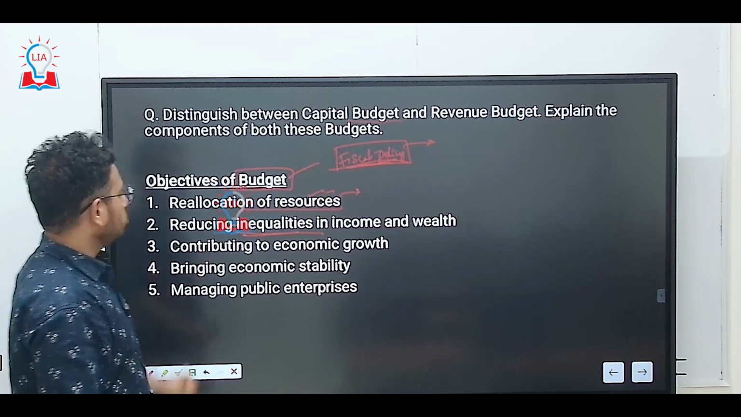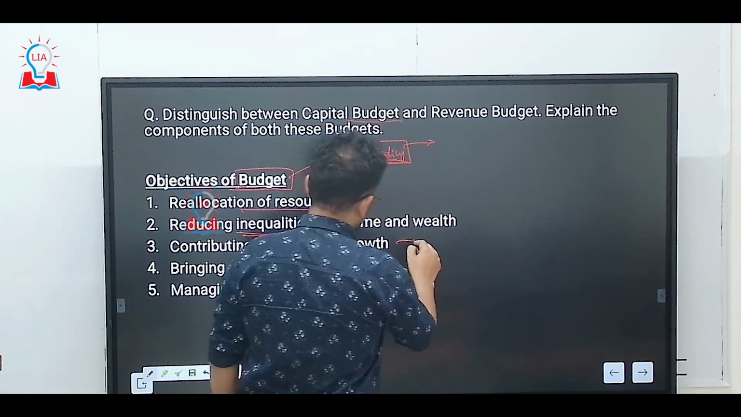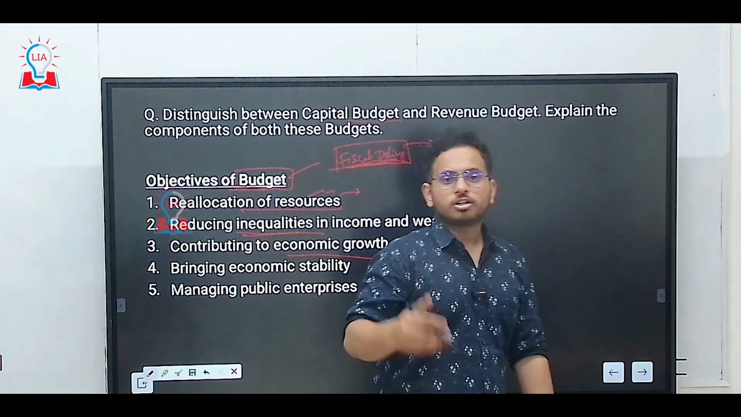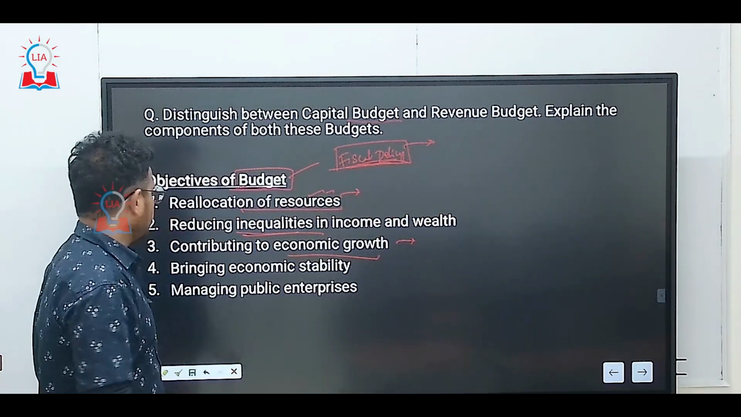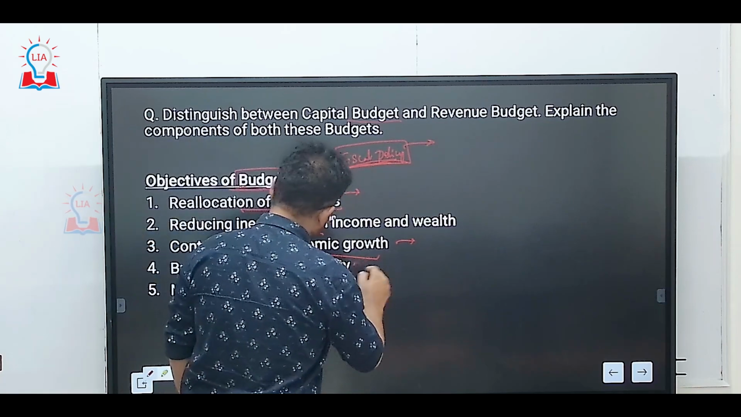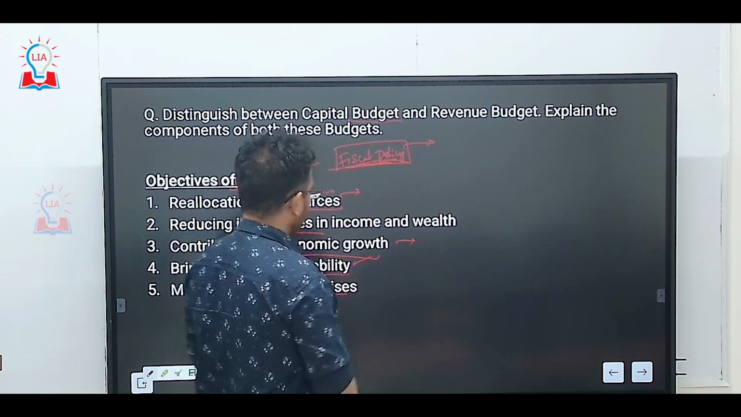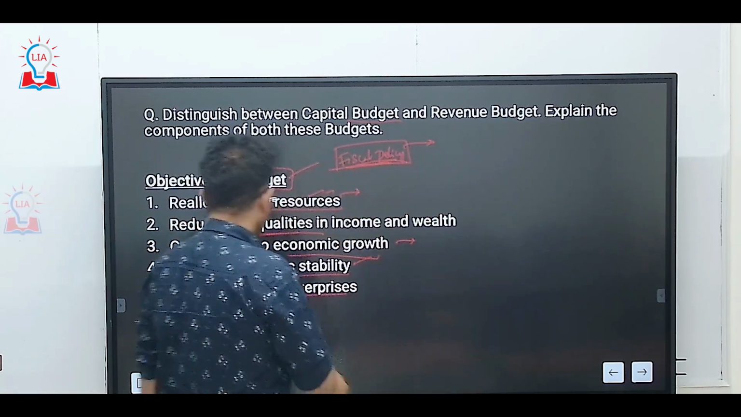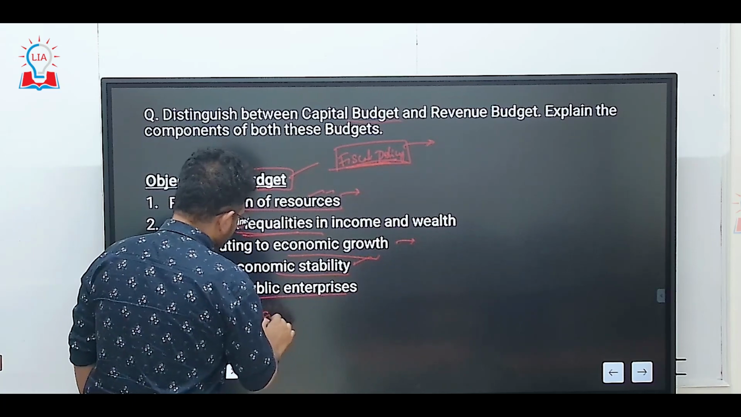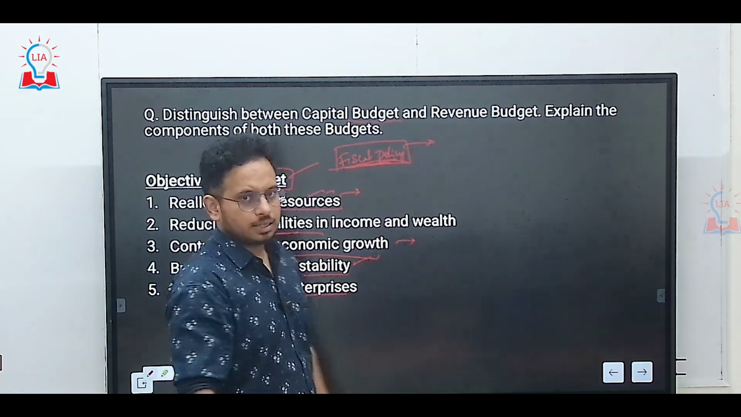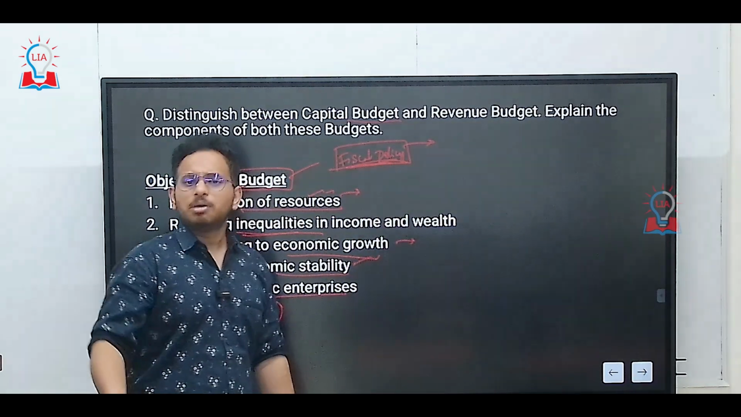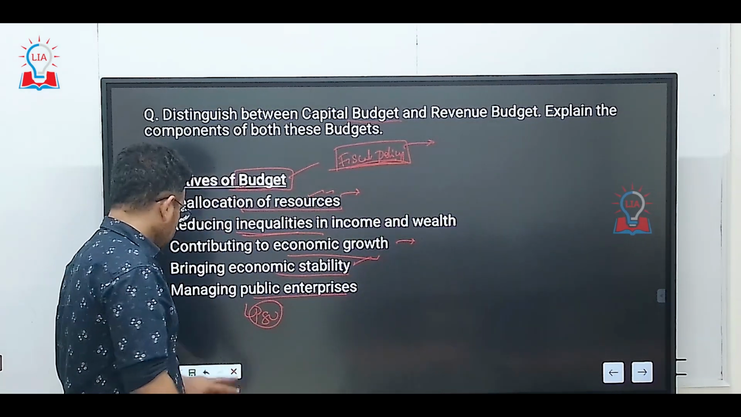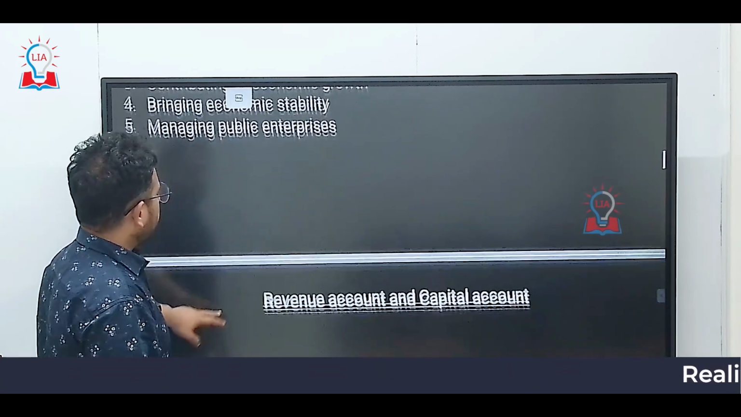Third one, contributing to economic growth. Budget and budgetary allocations will for sure contribute to economic growth, bringing economic stability and managing public enterprises like PSUs. Public enterprises, we're talking about PSUs, public sector undertakings, or public sector firms as we can call them, such as BSNL, LIC, BPCL, IOC, ONGC. These are some of the public enterprises.